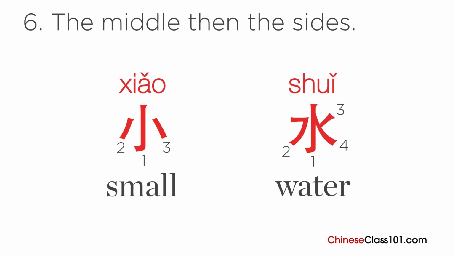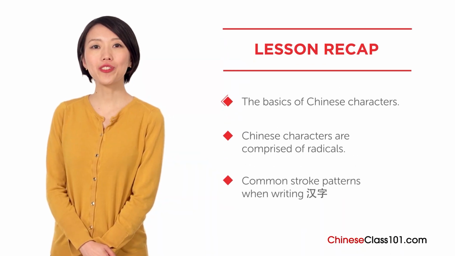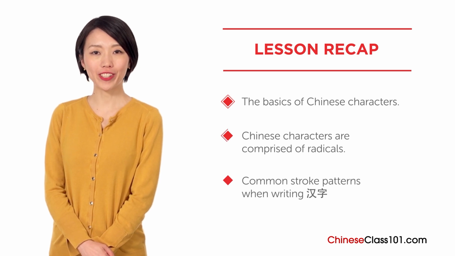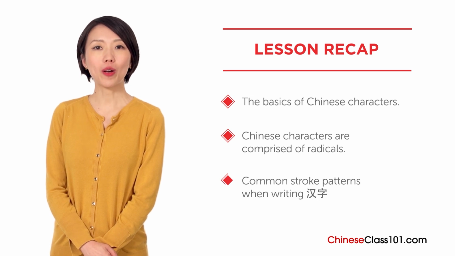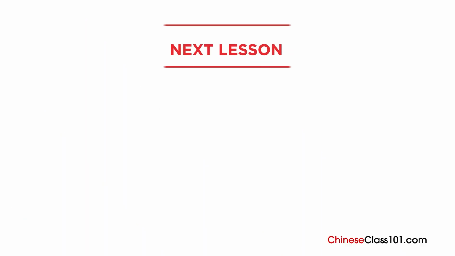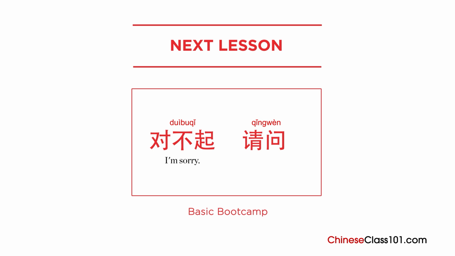Okay, let's wrap up this lesson by recapping what we've learned. In this lesson, we introduced you to the basics of Chinese characters. You also learned that Chinese characters are comprised of radicals. Finally, you learned some of the most common stroke patterns when writing Hanzi. In the next lesson, you'll be entering Chinese boot camp, where you'll learn useful beginner phrases to get you speaking Chinese right away. We'll see you in the next lesson. Bye! Bye!